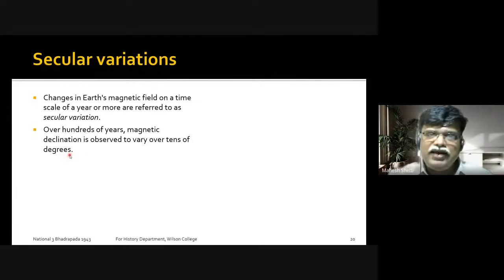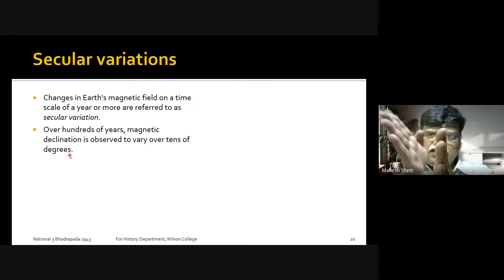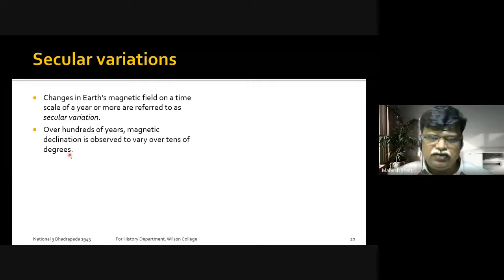What is the declination? If the exact geographical north direction is in one direction and my compass is showing a slightly different angle, then the difference between the direction the compass shows and the geographical direction is called declination. Now this declination has been varying over tens of degrees, at different locations, over hundreds of years.